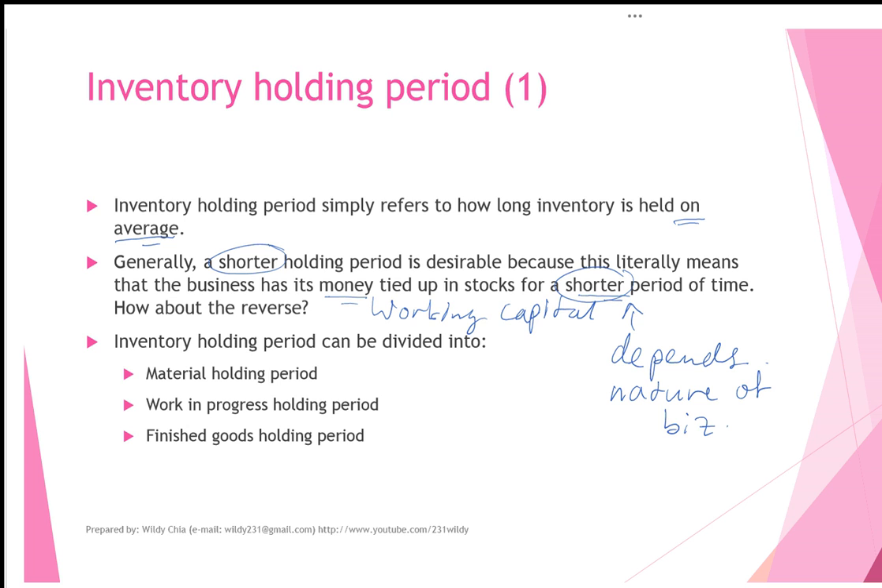Inventory holding period may be calculated based on material holding. If you are looking at a business that is producing goods for the purpose of resale, then material holding is one of those holding periods that can be calculated. Then there is the work in progress holding period, and the last one, the finished goods holding period. Each one of them measures something a bit different. Let's go on to the details.